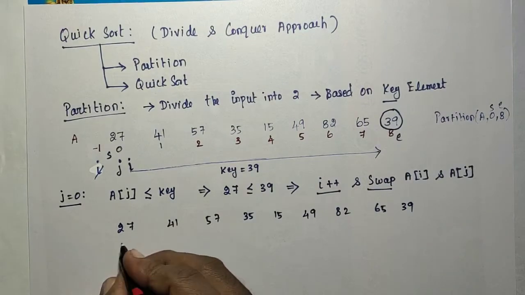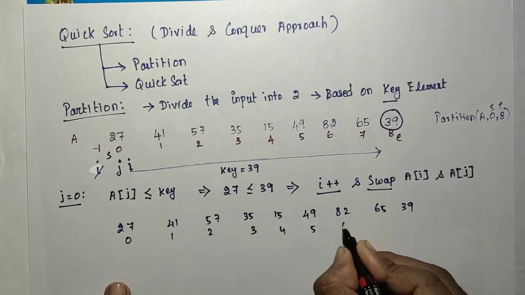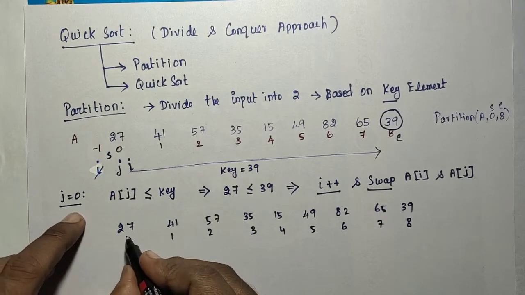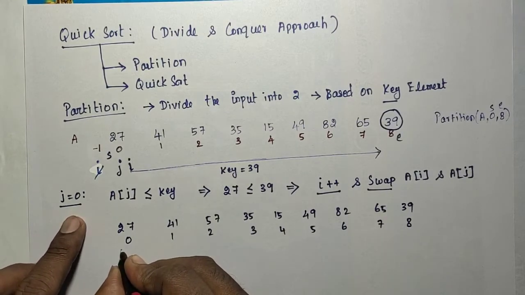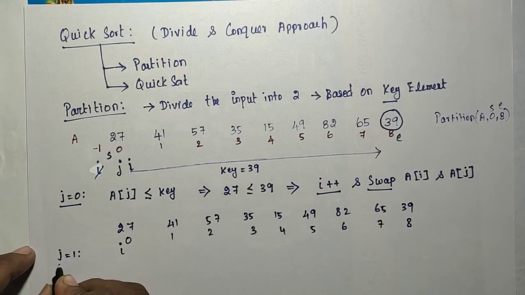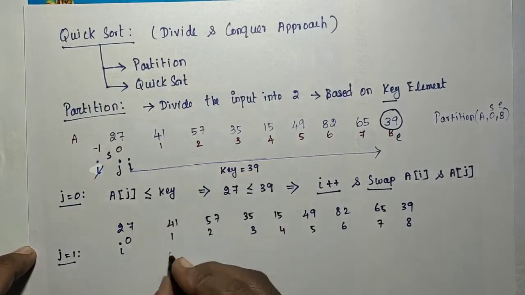So now what is happening? Indices 0, 1, 2, 3, 4, 5, 6, 7, 8. J will be moved to the next iteration. I will be pointing to this one. In the next iteration J equals 1. So J will be moved to here.